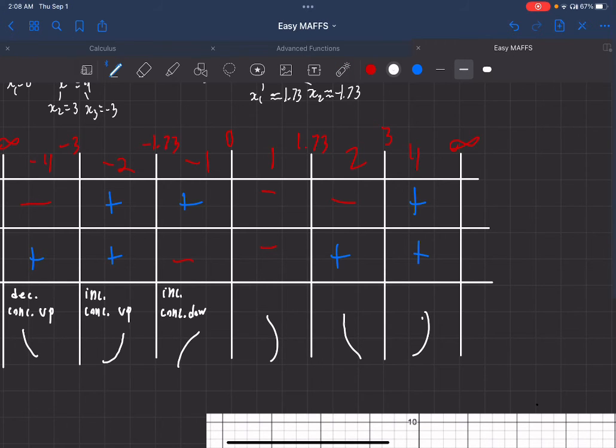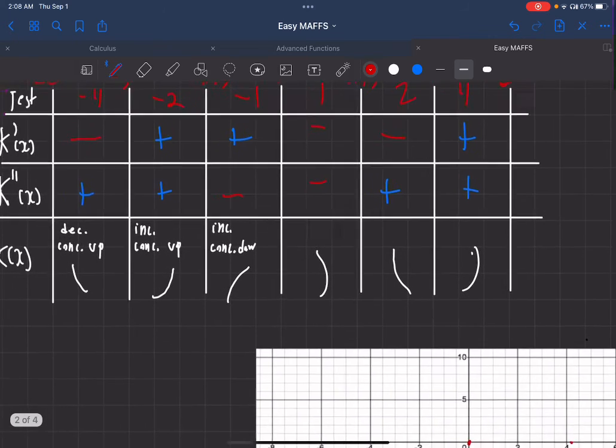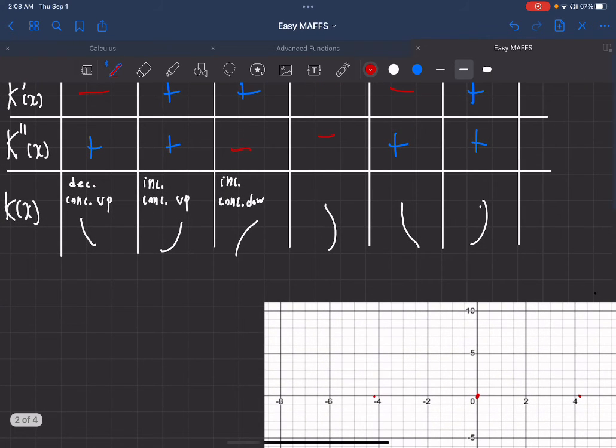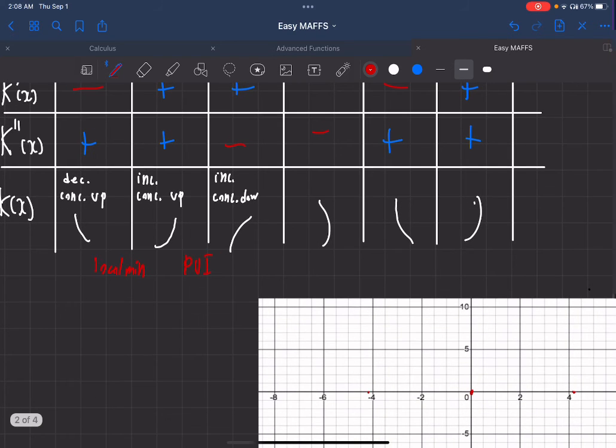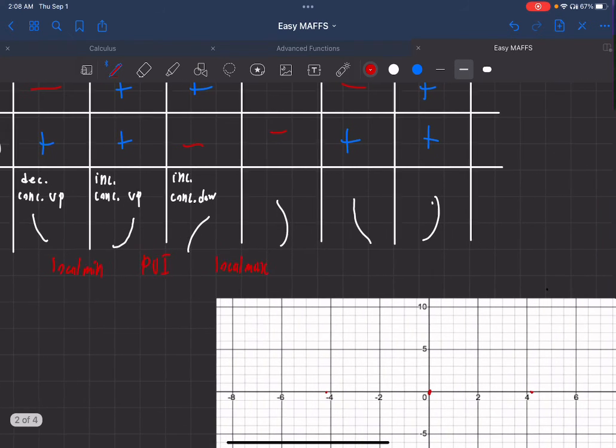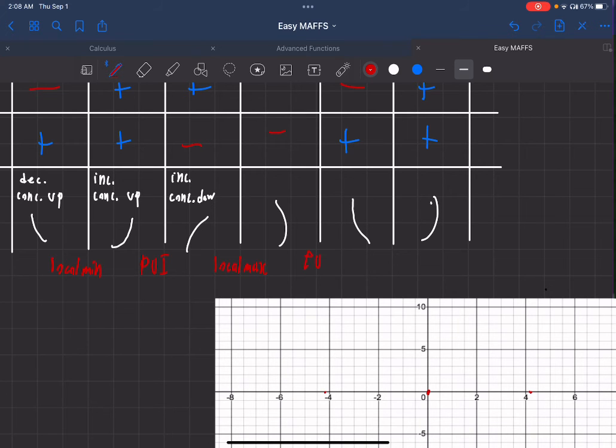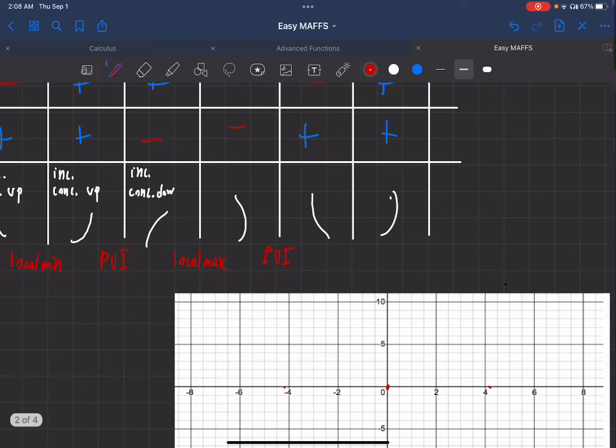And before we start graphing, let me just put what we know. So this is a local min. This is a point of inflection. So POI, no longer possible. It is a point of inflection. This is a local max. This is another point of inflection. And this is a local min.